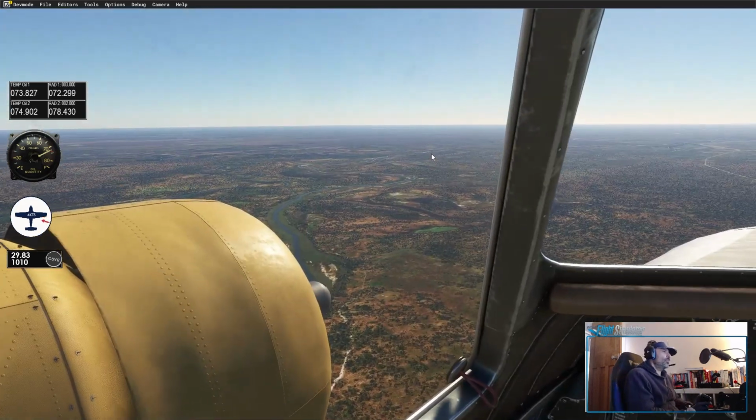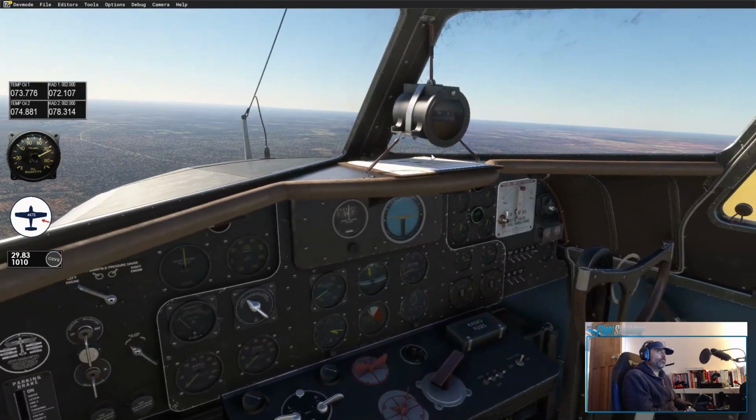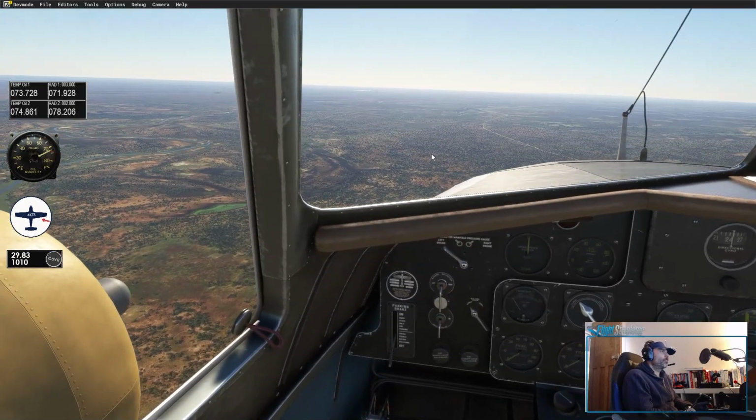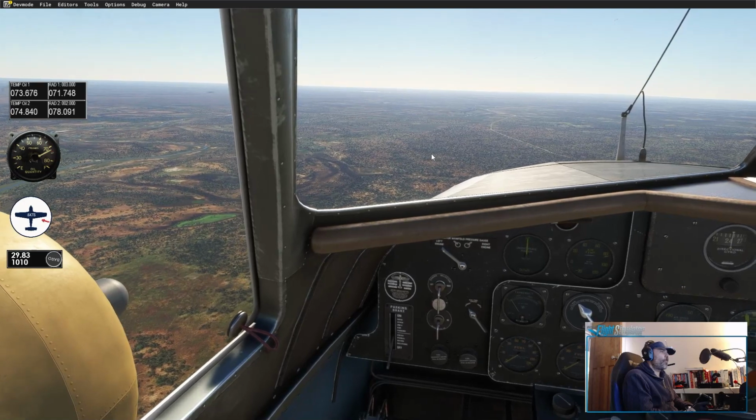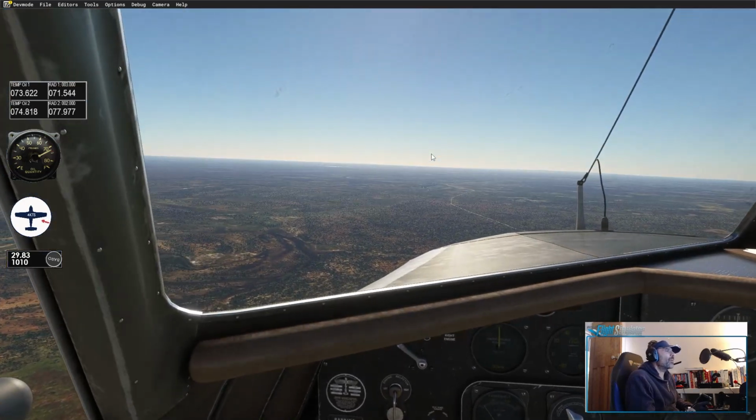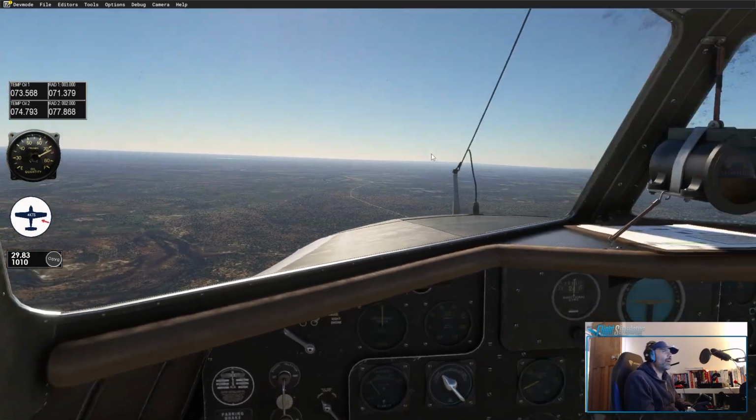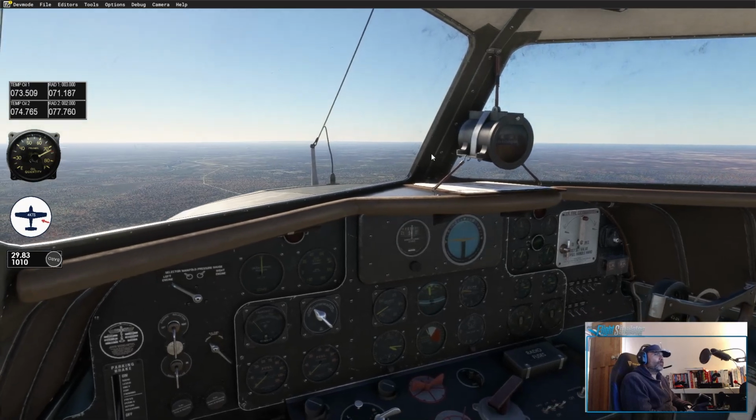Okay, I assume this road and this river is probably that white area over there. That's the town. It's in the town.